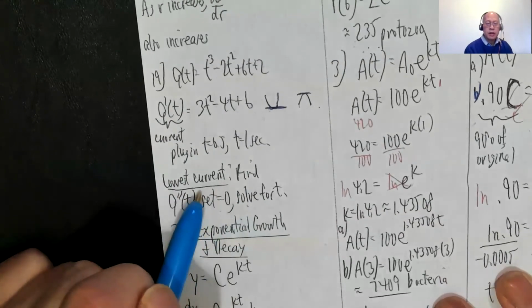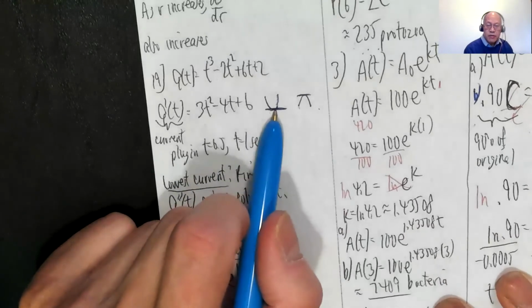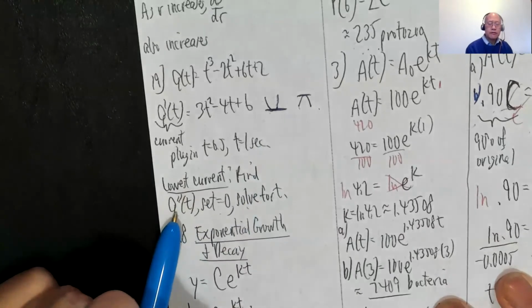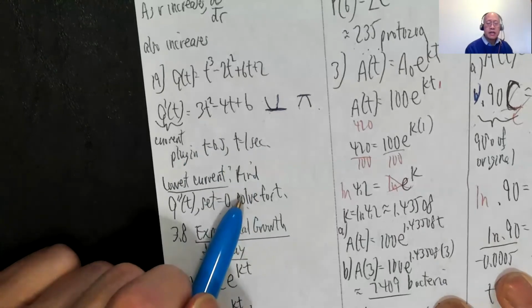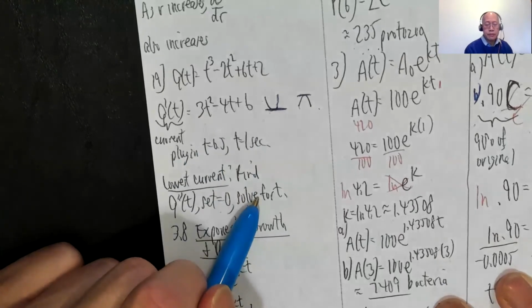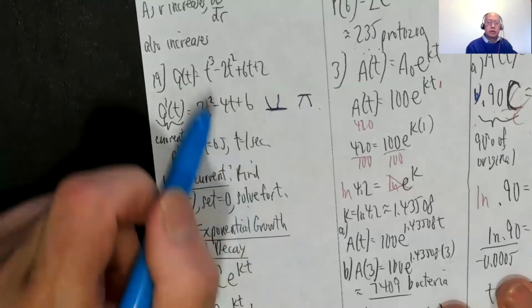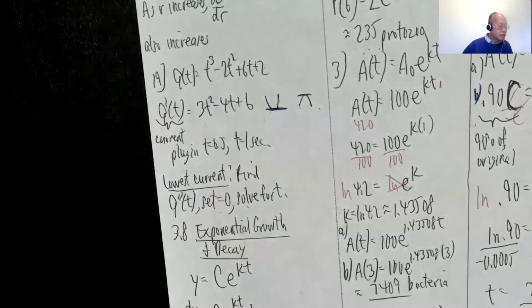Lowest current, well, right here, it looks like the derivative is 0. So take the second derivative, Q double prime, that's 6t minus 4, set it equal to 0 and solve for t. So that's really all you have to do for that one. And that will give you the time for the lowest current. If they ask for the lowest current, then you just plug in that time into the original. Right, so that was pretty much it for section 3.7.